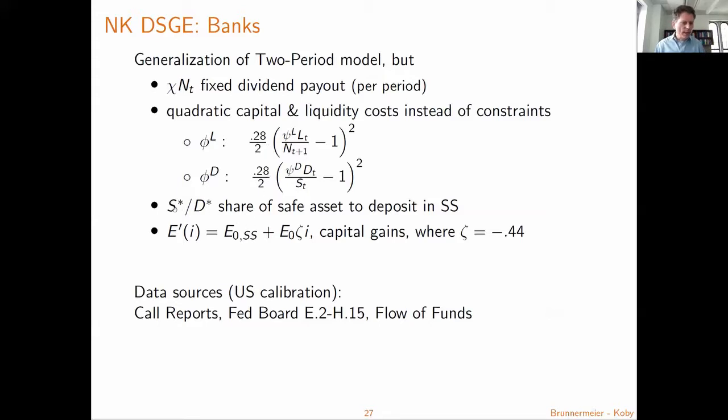And we essentially match the shareholding of safe assets to deposits, the steady state level, from the average of what we observe in the data. And we also capture the maturity mismatch of the bank's balance sheet. So if you cut the interest rate, how much does the equity position change? How sensitive is it? We take the steady state equity holding plus a linear form of the interest rate policy, and then ask what the zeta is from the data. Again, it's calibrated from the call reports, the Fed flow of funds and so forth.